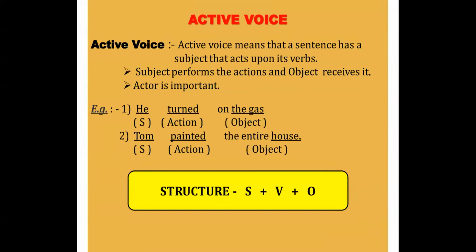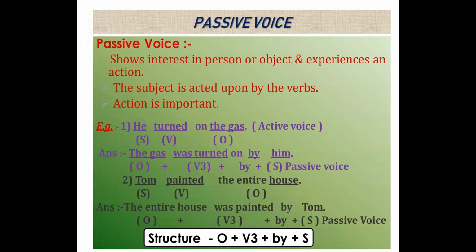For example, he turned on the gas: subject plus verb plus object. Second, Tom painted the entire house. These two examples we have seen. Passive voice shows interest in the person or object that experiences an action. The subject is acted upon by the verb, and the action is important. What is the structure of passive voice? Object plus verb 3 plus by plus subject. For example, he turned on the gas becomes the gas was turned on by him. Tom painted the entire house becomes the entire house was painted by Tom.